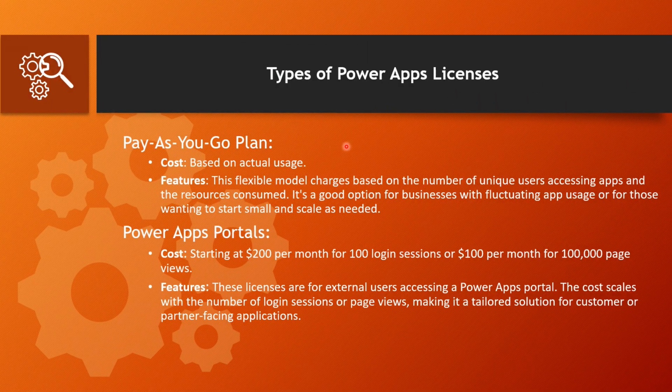Next one is the pay as you go plan. This is based on actual usage; whatever usage you are doing, on the basis of that you pay. This flexible model charges based on the number of unique users accessing apps and the resources consumed. It counts how many unique users are accessing the app and what resources are being consumed, and it is a good option for businesses with fluctuating app usage.